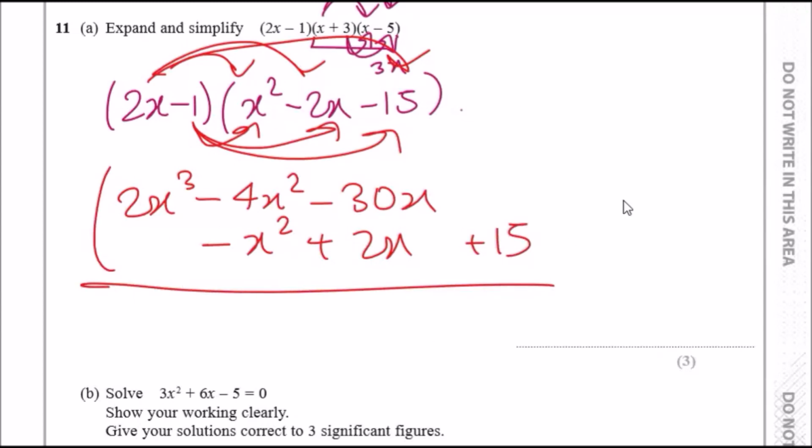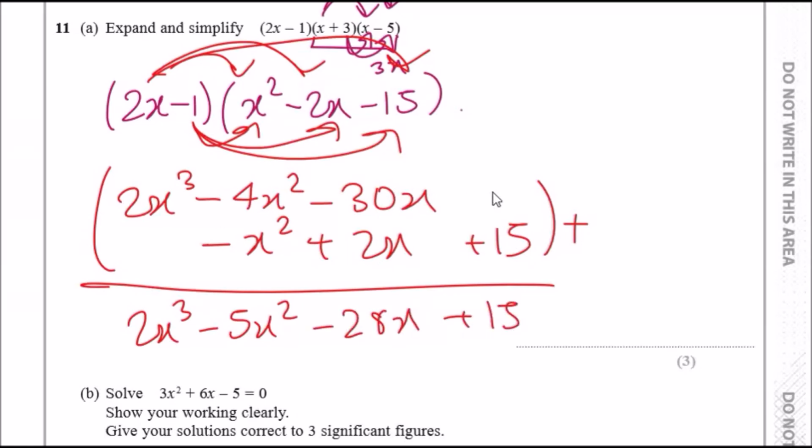And when you do that, and you add them all up, you collect like terms. You got 2x cubed plus nothing is 2x cubed. Minus 4x squared and minus x squared gives us minus 5x squared. Plus 2x minus 30x is minus 28x. And then plus 15. And that's it. Fully expanded. Trust me, quick and easy method. I really recommend you guys follow this way.